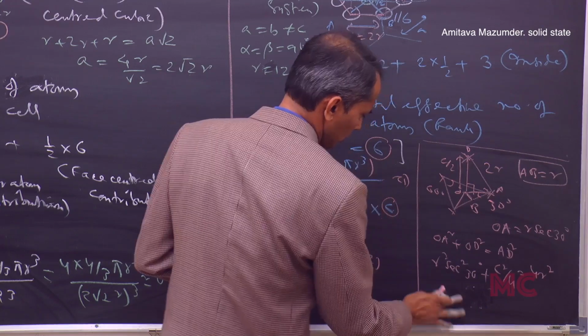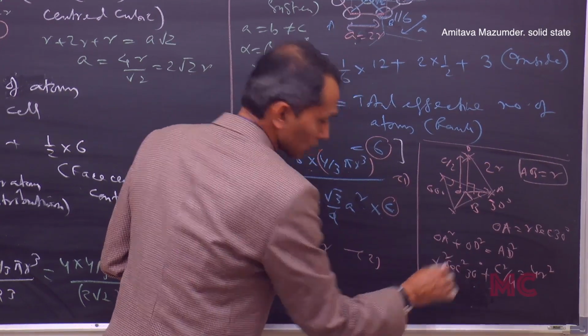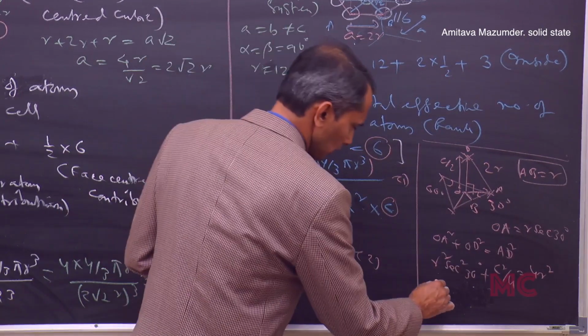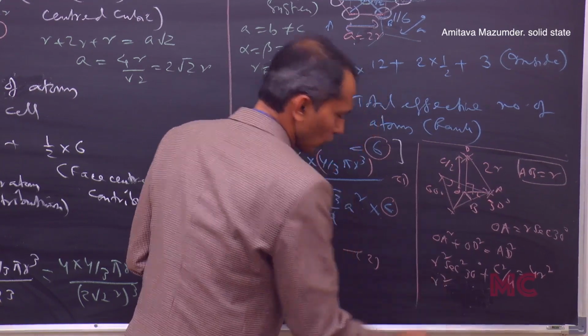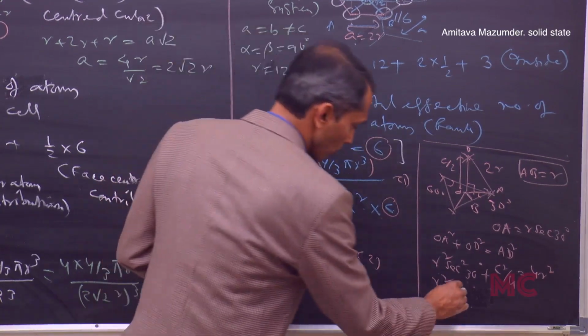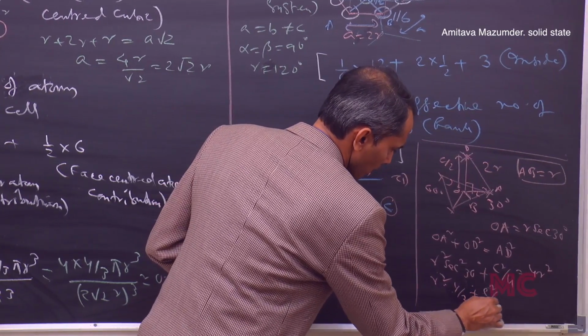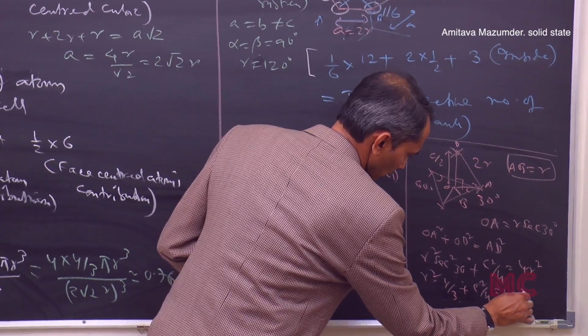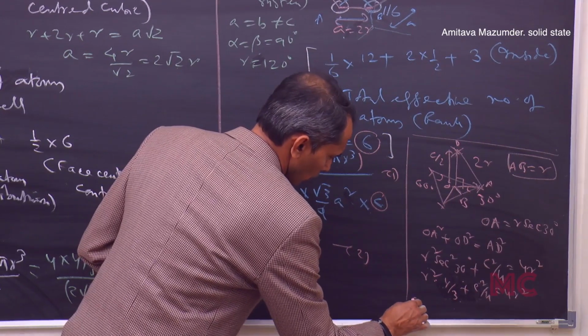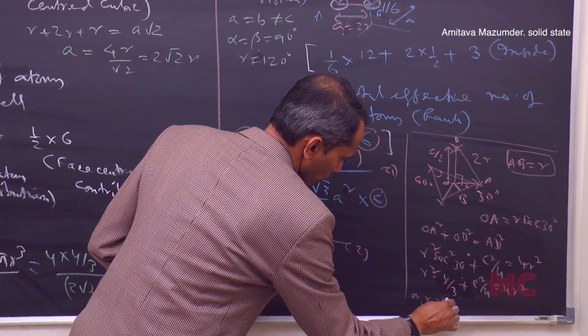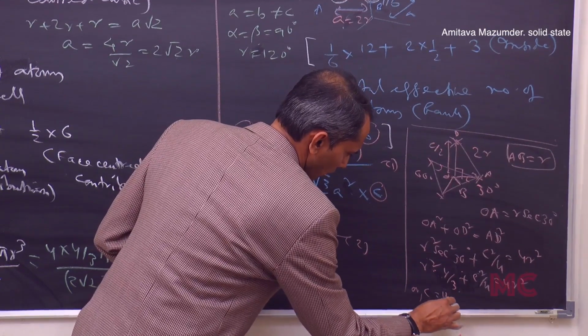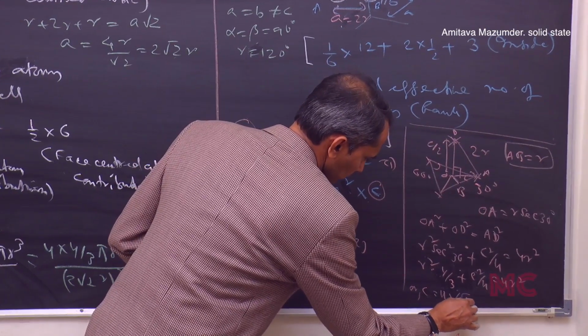We can calculate this one. This is basically R square sec square 30. Over here R square sec square 30, cos 30 is equal to root 3 by 2, so it is 4 by 3 basically, and plus C square by 4, that gives you basically 4R square. So therefore we can get C equal to 4R by root 3.